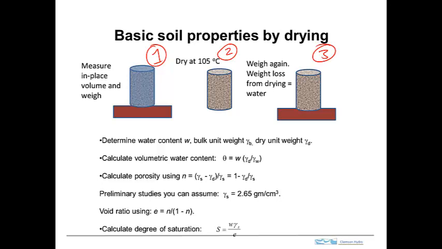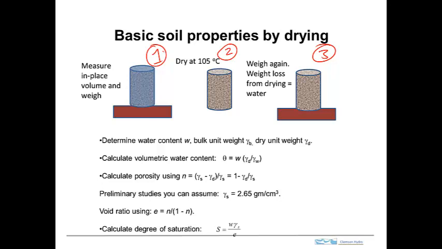And we weigh it again, and the difference between the weight after drying and the weight before drying, we assume is a result of the loss of water that's been removed during the drying process. So by taking the difference in the weights from stage 3 and stage 1, we can determine the mass of water, and we just assume the density of water is known, and we can then determine the volume of the water.